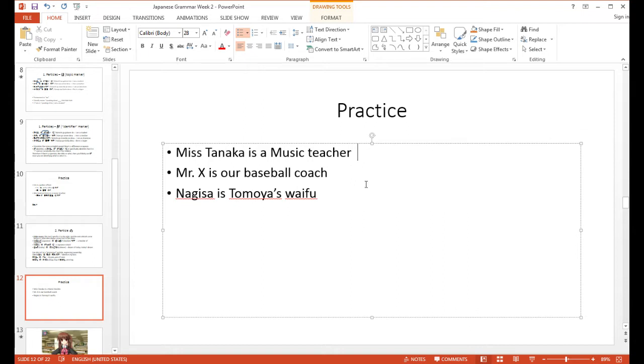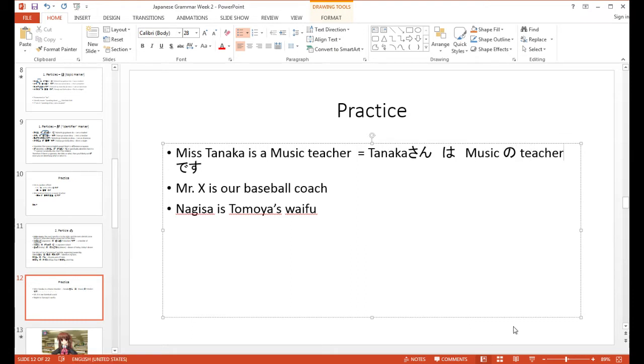So the topic gets the wa. In this case, the very first example would be Miss Tanaka, right? Is the topic. So it would be Tanaka-san wa, particle wa, music teacher. Now, to do the music teacher, you have to do the no. All right. So which one is the more specific one? The more specific one is teacher. So in this case, it's going to be to the right. So it's going to be music no teacher, right? Or ongaku no sensei desu. Simple as that, right? I'm not going to do a second practice.